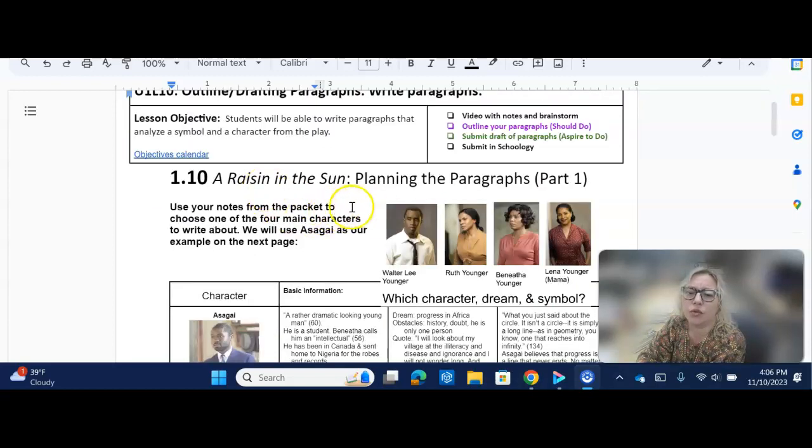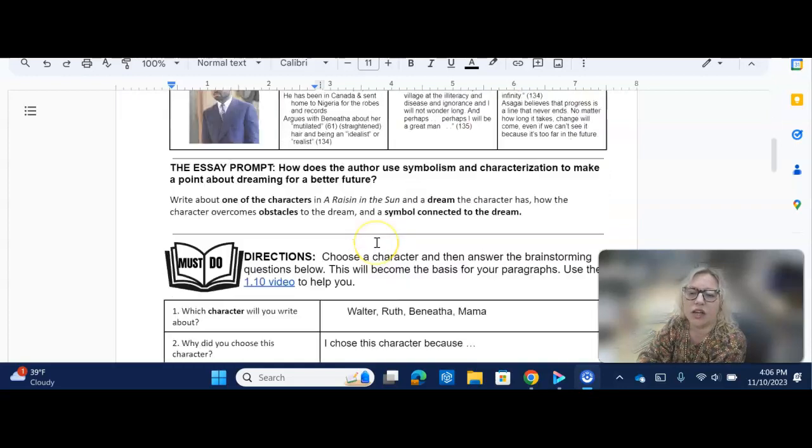Use your notes from the packet. The directions say to choose one of the four main characters to write about. We will use Asagai as our example on the next page. So there's an example about Asagai, but you don't get to write about Asagai. You have to write about either Walter Lee, Ruth, Beneatha, or Lena Younger, Mama. Okay? So let's look at the characters.